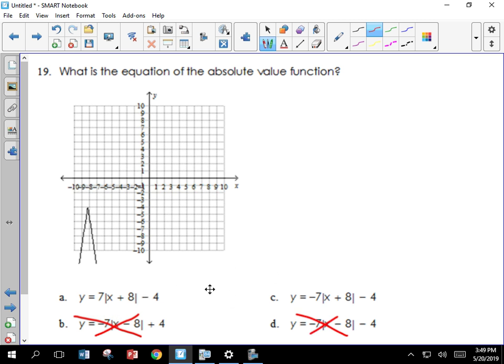So how do I decide between A and C? Okay? If it was A, the graph would look like this. It would still be pointing up. C, the negative is what makes a graph flip down, the negative in the very, very front, right here. So C is our correct answer.